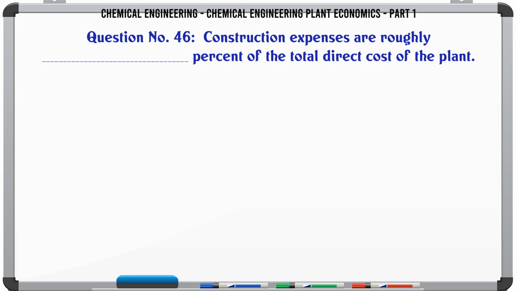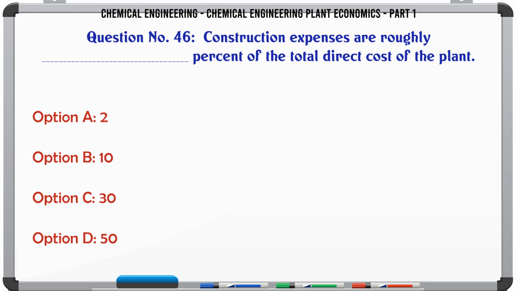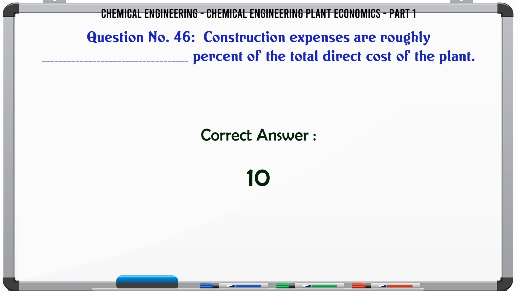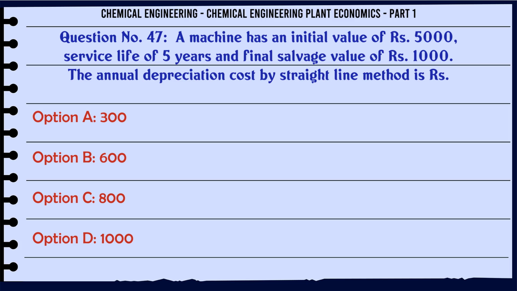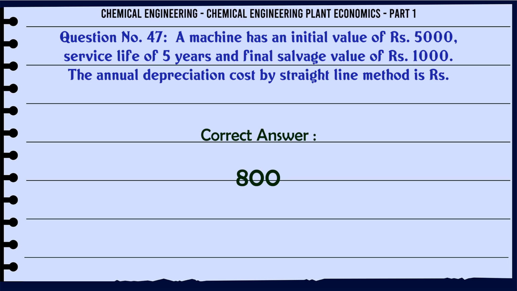Construction expenses are roughly dash percent of the total direct cost of the plant. A 2, B 10, C 30, D 50. The correct answer is 10. A machine has an initial value of Rs 5,000, service life of 5 years and final salvage value of Rs 1,000. The annual depreciation cost by straight line method is Rs. A 300, B 600, C 800, D 1000. The correct answer is 800.